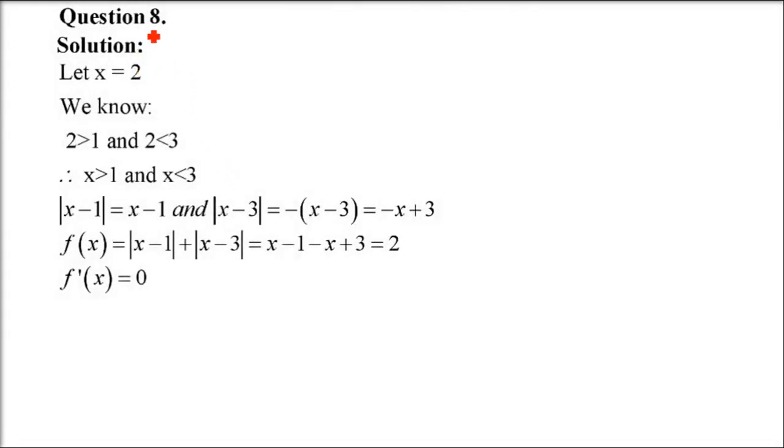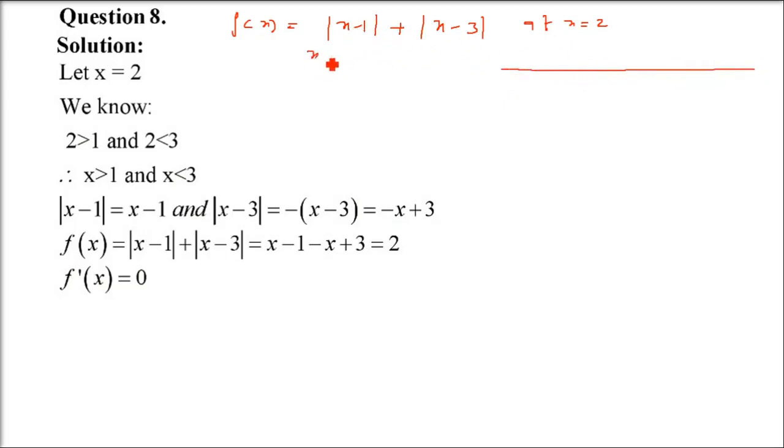This is question number 8. Write the value of the derivative of f(x), where f(x) is given as mod x minus 1 plus mod x minus 3, at x equals 2. First of all, we have to see where x minus 1 and x minus 3 in mod are going to be positive and where they are going to be negative. That's the only thing we have to do when we are having some modulus.